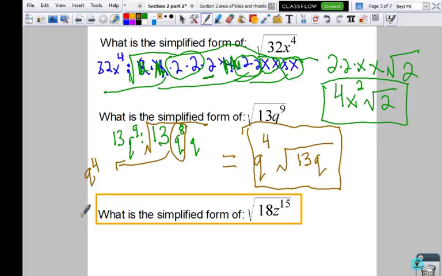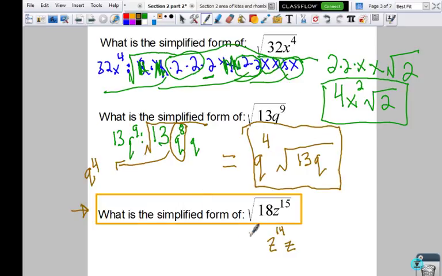Alright, you guys are going to do this next one, but let's do that exponent part in this one. If you have z to the 15, first thing you do is make it even. Make it z to the 14, and then a single z. Okay? When z to the 14 gets kicked out, how many are left? 7. Yep, 7. So you're only going to have 7 left.